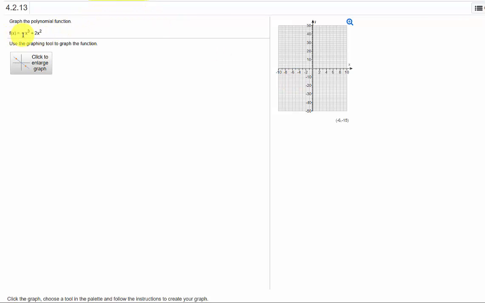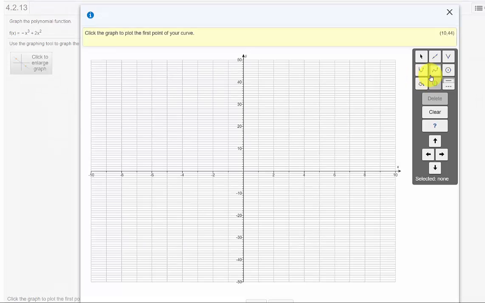Okay, so we're trying to graph this cubic polynomial here. What I'm going to do is expand the graph. I'm going to click the polynomial plotter tool, and I'm going to go to my first point on the graph. I know just by looking at the polynomial that if you plug in x equals 0, you're going to get y equals 0 as well. So I'm just going to go to the origin here, x equals 0, y equals 0, and click the graph.